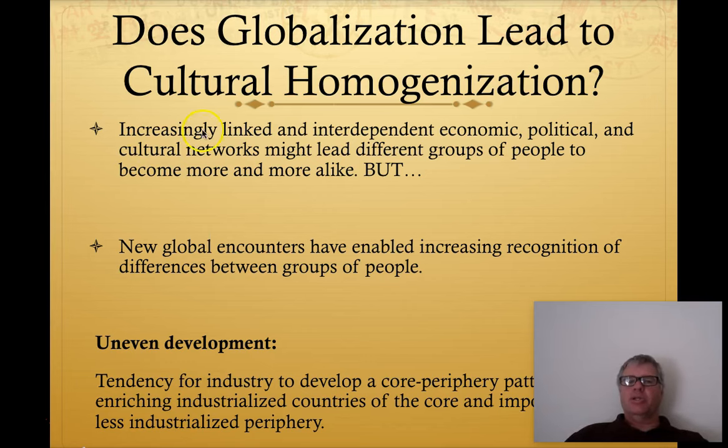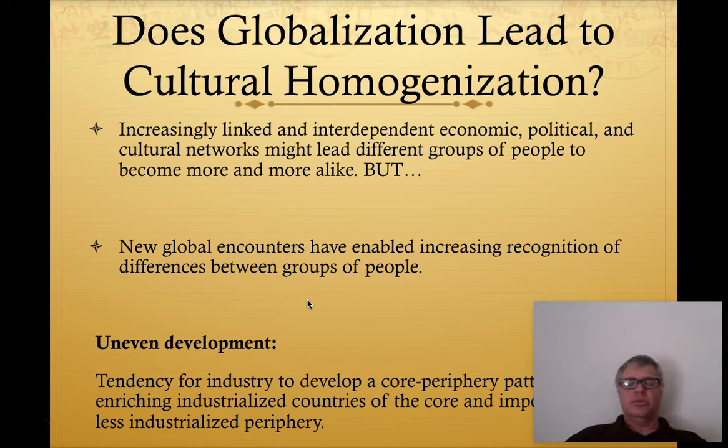So it says here, increasingly linked and interdependent economic, political, and cultural networks might lead different groups of people to become more and more alike, but there's also a flip side to this. New global encounters have enabled increasing recognition of differences between groups of people too, and some people really revel in those. And it's not all one way. It's not like the rest of the world is just becoming somehow more American.